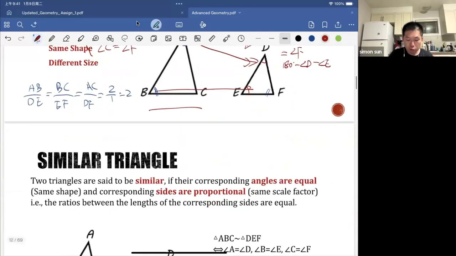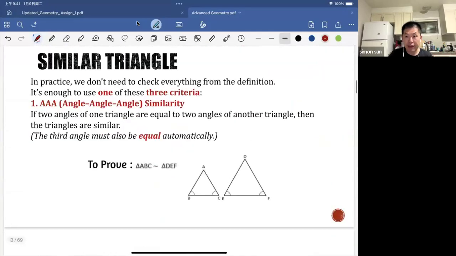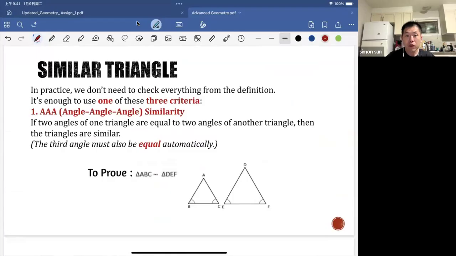That's why we need to prove two triangles are similar. Of the three ways we'll talk about, the first is based on the definition: we need to prove the three corresponding angles are the same. So look at here.